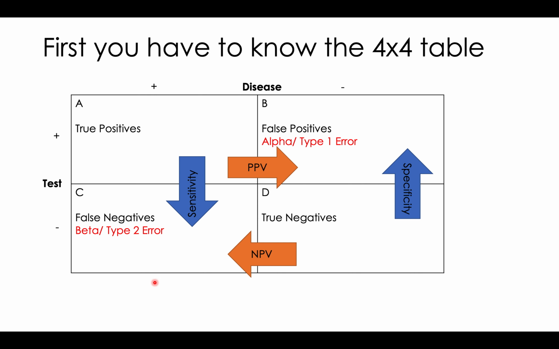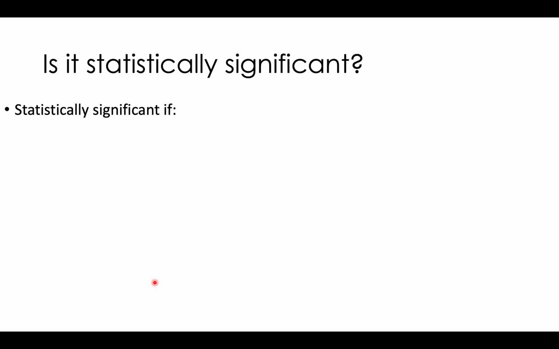So if you can remember this, it will help you do the majority of questions that you get as far as biostatistics concepts. But how do I know if something is statistically significant or not? They'll usually give you a confidence interval, and you look at that and ask, does this confidence interval include 1? Because if it does, it's not significant. You do not want it to include 1.